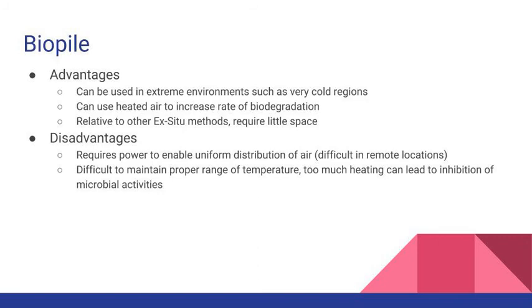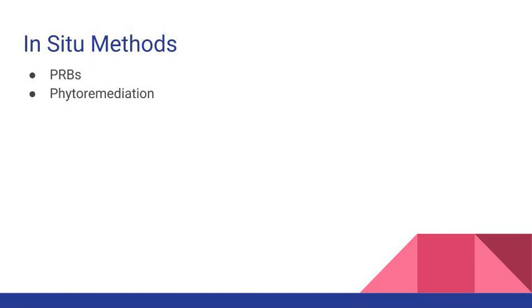A disadvantage is that biopiles can take longer to remediate when compared to slurry phase processes, and that biopiles are a static treatment process, meaning that it may result in less uniform treatment when compared to processes that involve periodic mixing. The in situ methods include permeable reactive barriers, PRBs, and phytoremediation.